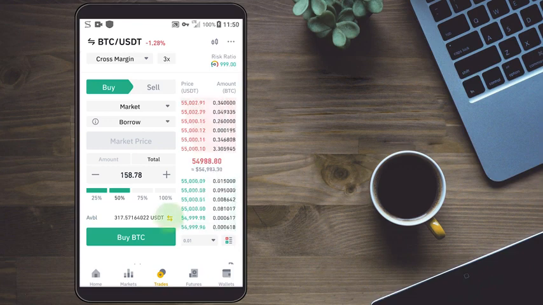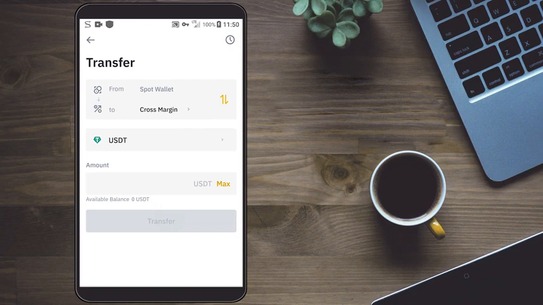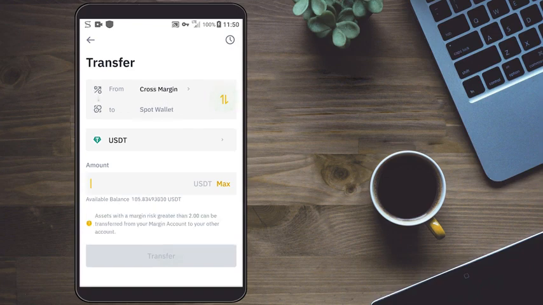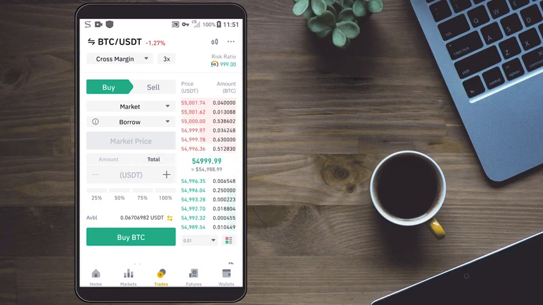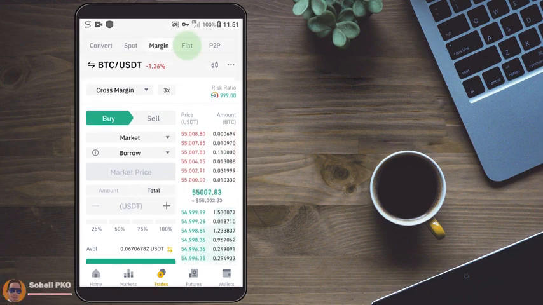Let's transfer this USDT back to our spot wallet. We touch on this to change it from cross margin wallet to spot wallet. I want to transfer all of it, so I touch max, touch transfer, and the transfer was successful. Now let's go to the fiat tab.